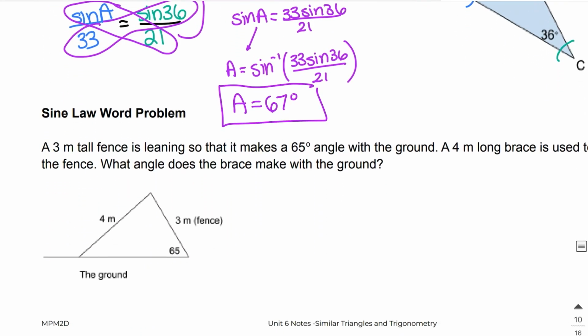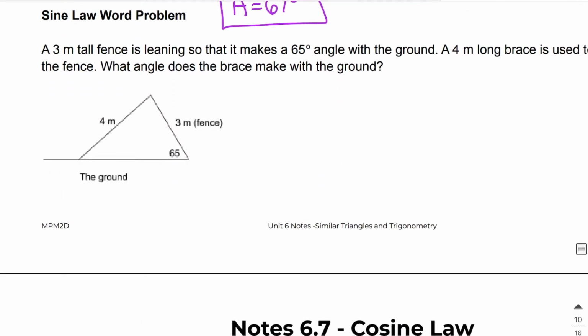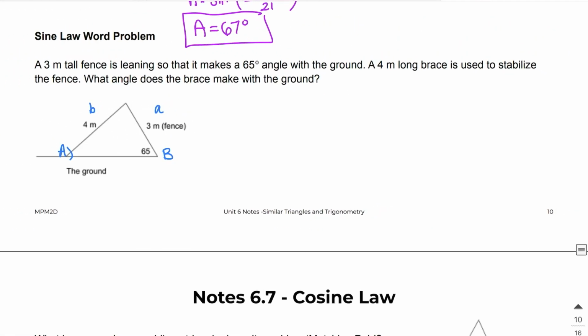Okay, all right, so now we have a sine law word problem. It says a 3-meter fence, I'm going to call this a because that's information that's given to me, which means that this is angle A right here, is leaning so that it makes a 65-degree angle with the ground. So I'll call this B because we know that, which means that this is little b. A 4-meter long brace is used to stabilize the fence. So here's the brace that's stabilizing the 3-meter long fence. What angle does the brace make with the ground? So I'm trying to solve for angle A, and I have a set of B's.